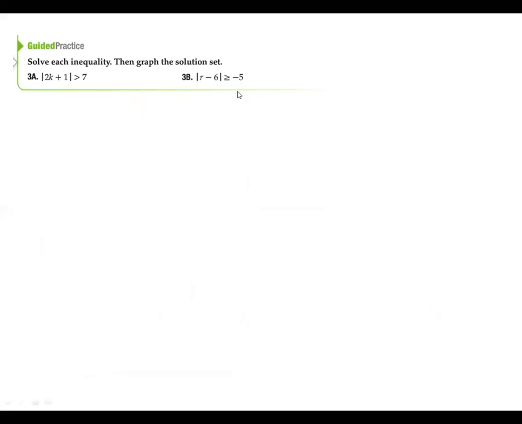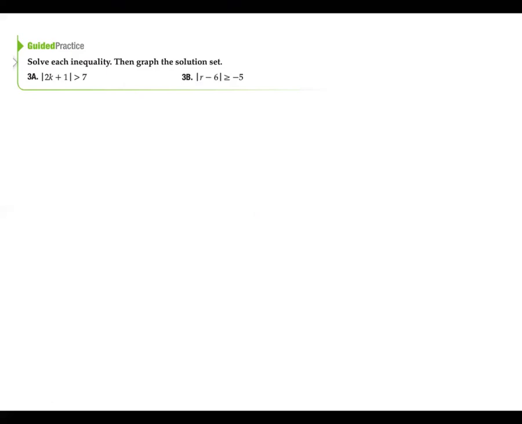Now, this one, remember how when it was less than, you can never be less than a negative number. Well, the lowest the absolute value could ever be of a number is 0. Because if you have a negative number and you take the absolute value of it, it flips it to be positive. If it's a positive number and you take the absolute value of it, it's still positive. So this is saying, when is the distance of r minus 6 from 0 on the number line greater than -5? Well, that's always going to be true because all absolute values are either 0 or positive.